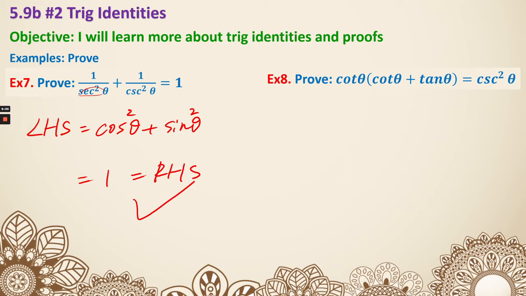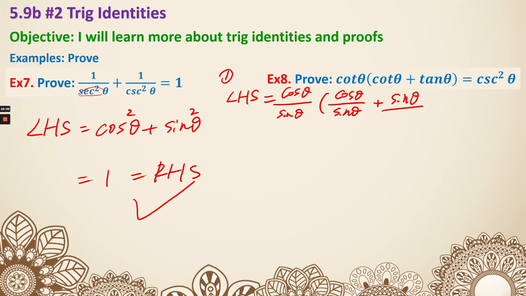Next, example 8. That left-hand side looked quite a bit more complicated. So I'm going to start with the left-hand side. You kind of have a couple different ways to deal with this question. So first, if you're like, I have no idea how to do this, well, write them into sine and cosine. So let me label them. The first method, sine theta over cosine theta, because cotangent is cosine over sine. Then times a cotangent again is cosine over sine, plus tangent is sine over cosine.